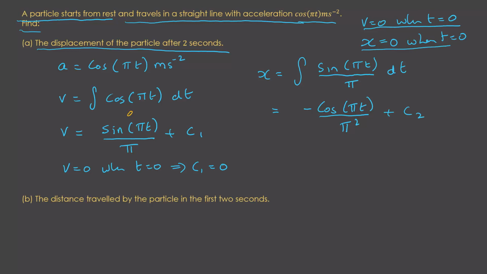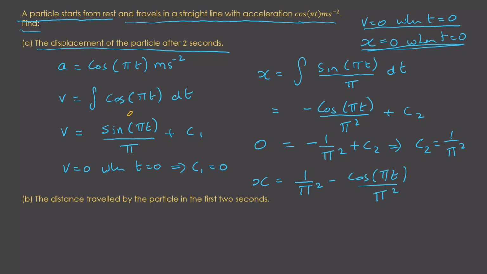Now I decided to take x is 0 when t was 0. So 0 is going to be negative 1 over pi squared, because the cosine of 0 is 1, plus C2, which means that C2 is going to be 1 over pi squared. Therefore, x is going to be 1 over pi squared, take away cos pi t divided by pi squared.